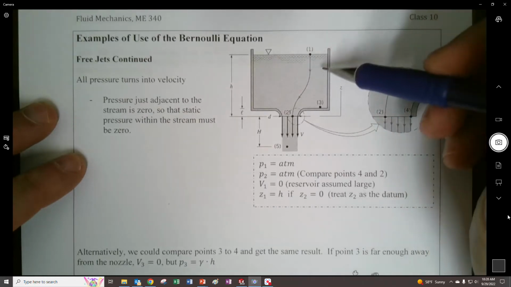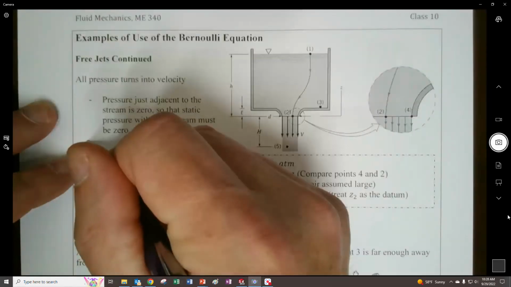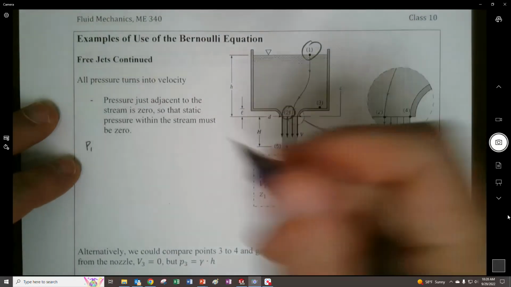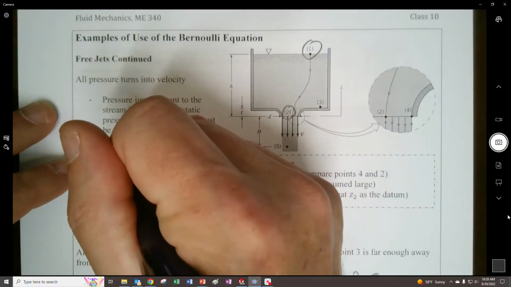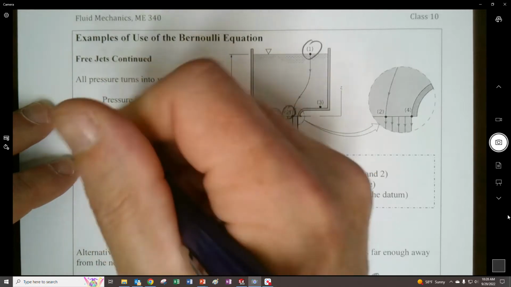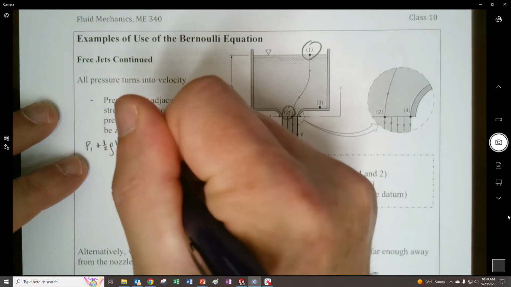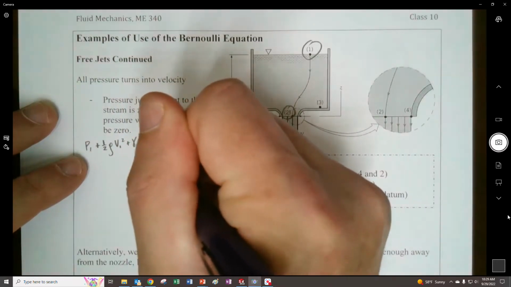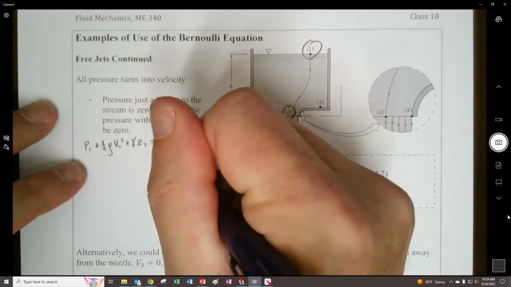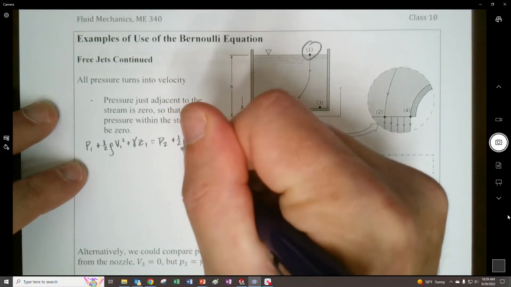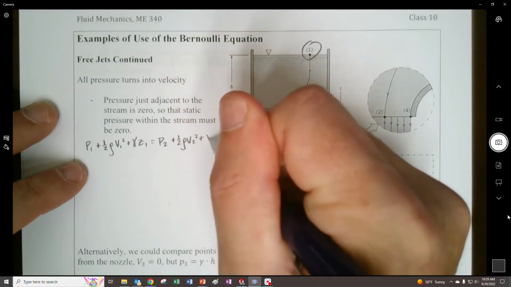So we make certain assumptions here. Well, first off, let's write out this Bernoulli. I'm going to go from point 1 to point 2, and we'll see what the significance of that is in a second. So we're using what I call Bernoulli: P1 plus 1/2 rho V1 squared plus gamma Z1. There's point 1, and then for point 2, we have P2 plus 1/2 rho V2 squared plus gamma Z2.